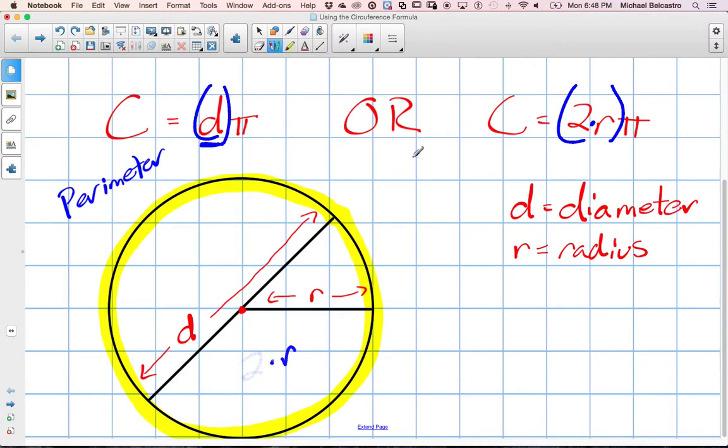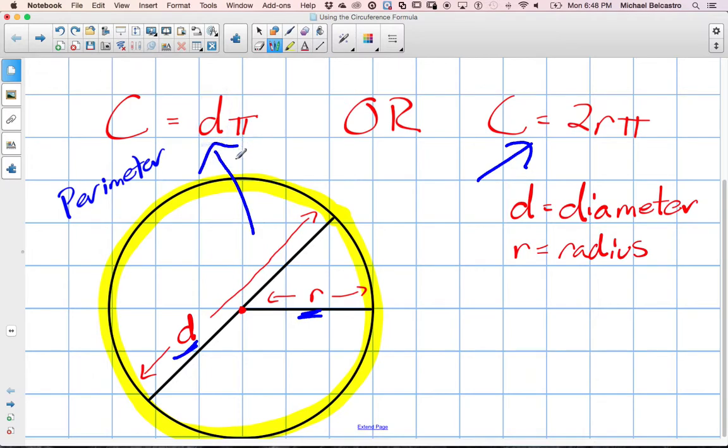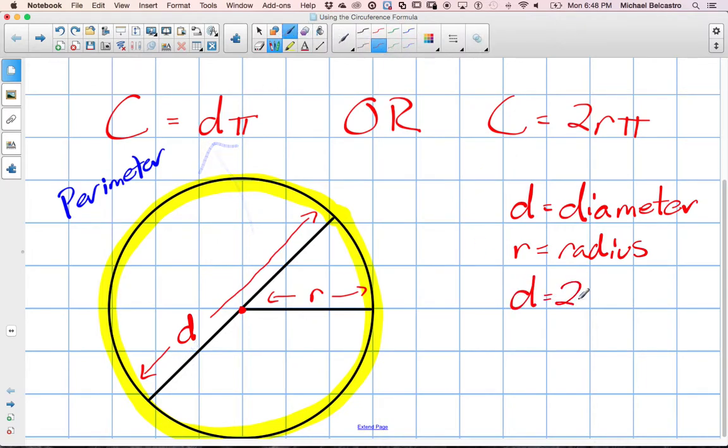So depending on what information they've given us, we can use either formula. If they only gave us the radius, we can jump right to this formula. If they only gave us the diameter, we can go to that formula. But we can use either, as long as we know the relationship between diameter and radius. So we're going to write that down. We know that the diameter is equal to 2 times r. That's important information for us.